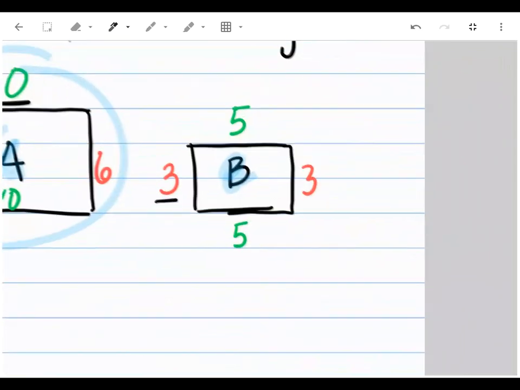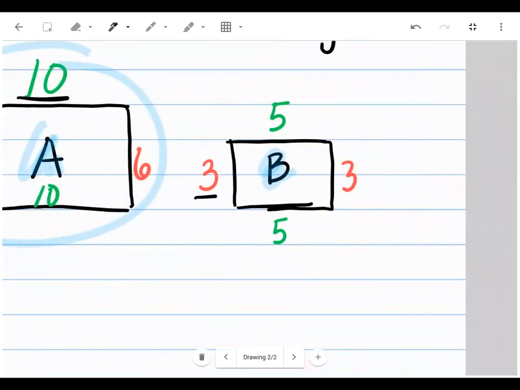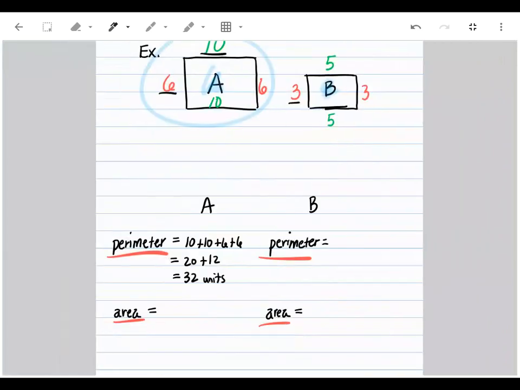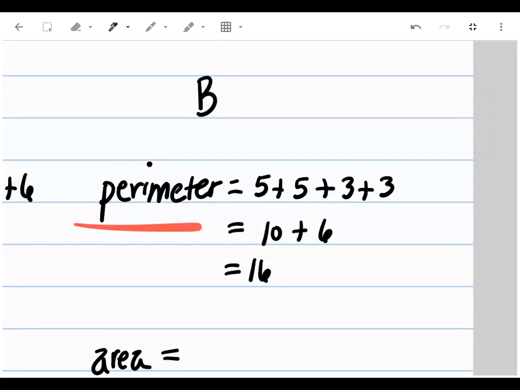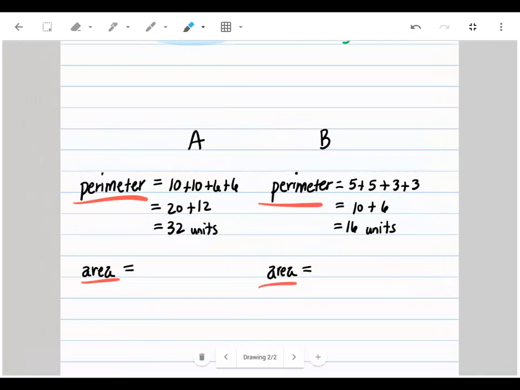For B up here, we have a 5, 5, 3, and a 3. So I'm going to do something very similar. I'm going to go ahead and add the 5s first. It really does not matter what order you write this in or add it in, as long as you add it. So 5 plus 5 is 10, 3 plus 3 is 6, and we get 16 units. So if you compare these two, we have 32 units here, 16 units here. It's obvious that this one is 2 times larger than the perimeter of B.